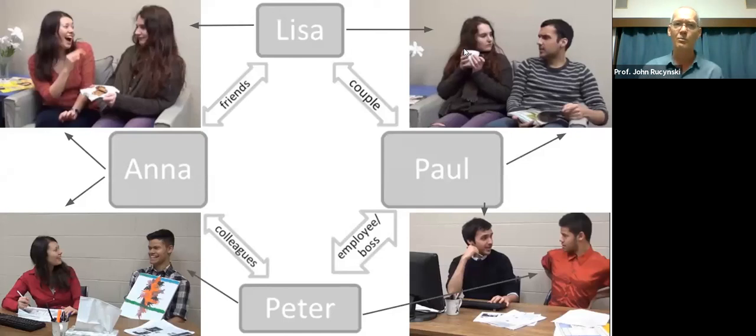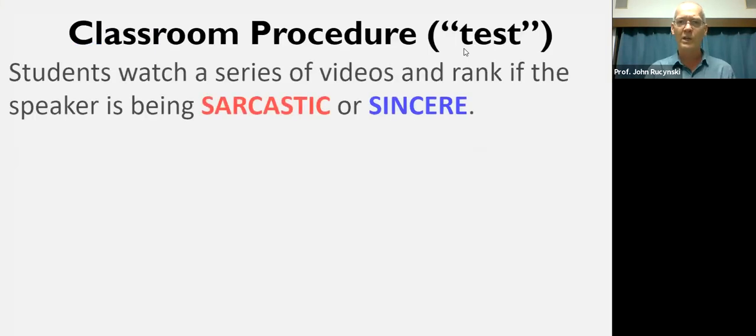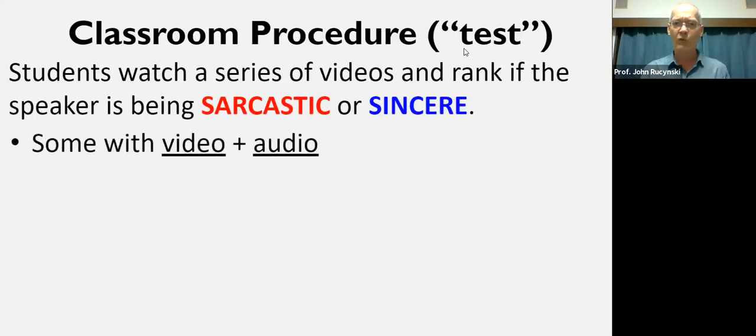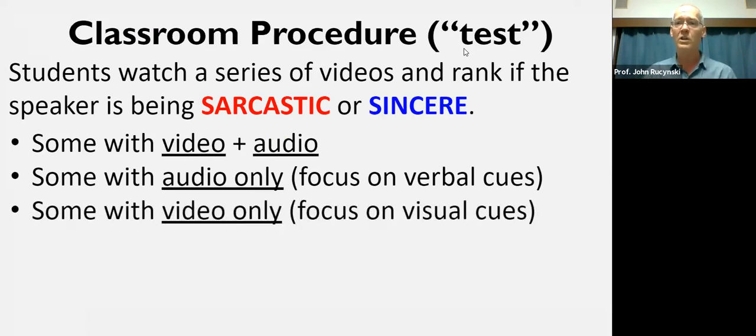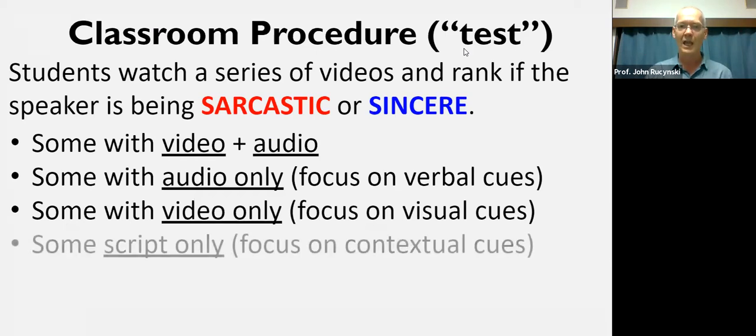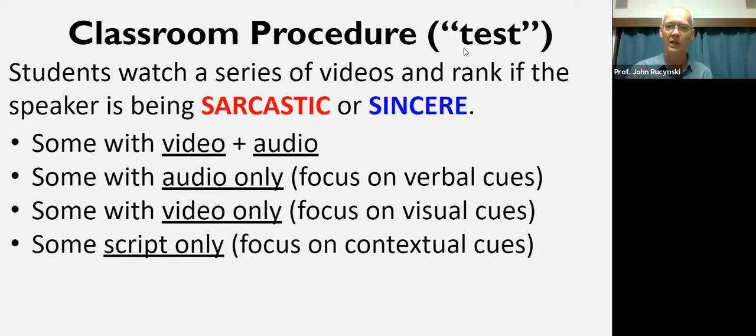Again, my co-researcher Caleb Pritchard made this great chart to show the relationship between all the people in these videos, because that's very important to know, in either country. So what we did with these, some videos we showed both video and audio, so natural, but sometimes we played audio only to focus on the verbal cues, and then sometimes video only to focus on the visual cues, and then sometimes script only to think about the contextual cues. So is anything wrong? Is anything strange about this dialogue? Just to think of all the different ways to see sarcasm.